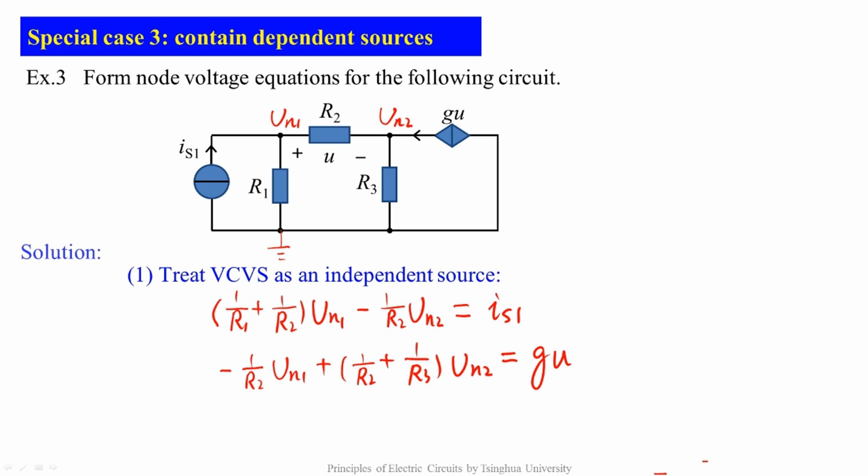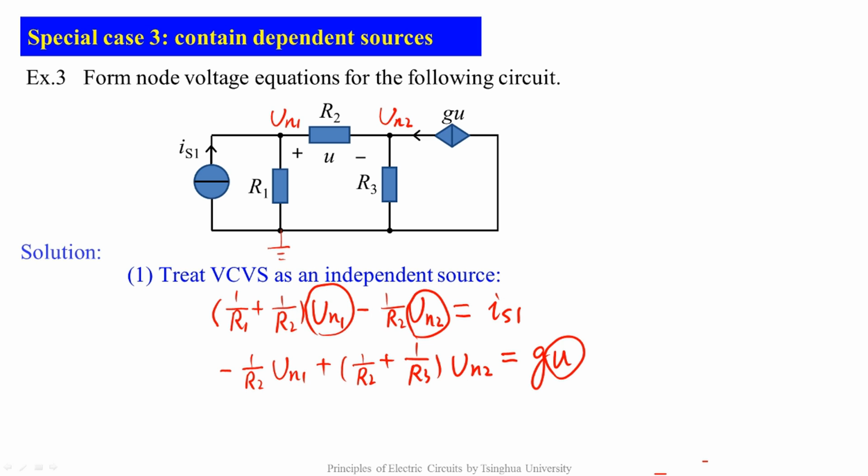By now, the equations are not completed because we have two equations with three unknowns. In addition to UN1 and UN2, there is one more controlling variable, U. So we have to find a new equation to solve the circuit. Because the node voltage analysis is the method writing equations in terms of the node voltages, all other variables in the circuit should be expressed in terms of the node voltages.